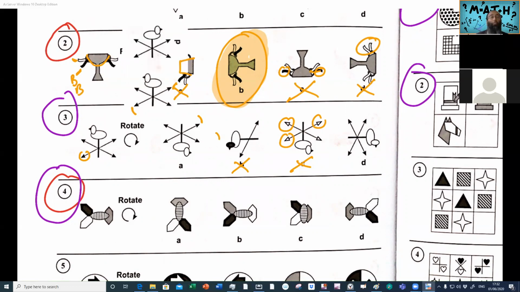There we go. Now I've turned D around so the dots are at the top. What do you realize about D compared to A? Anybody? The chicken is the wrong way round. That's right.